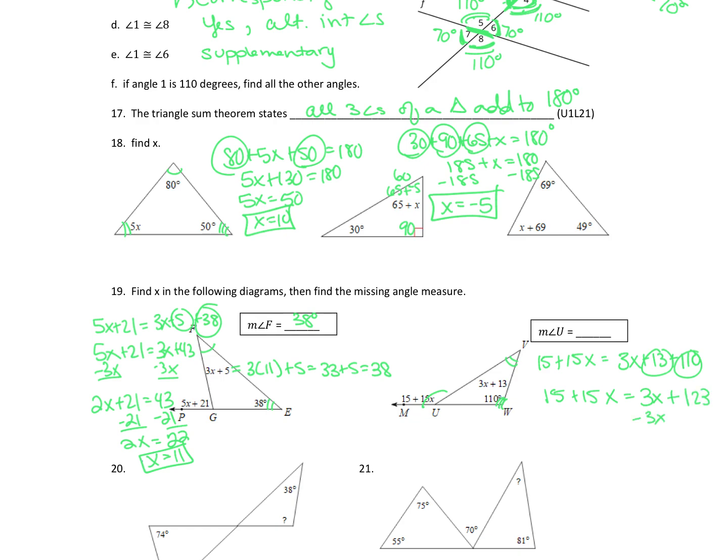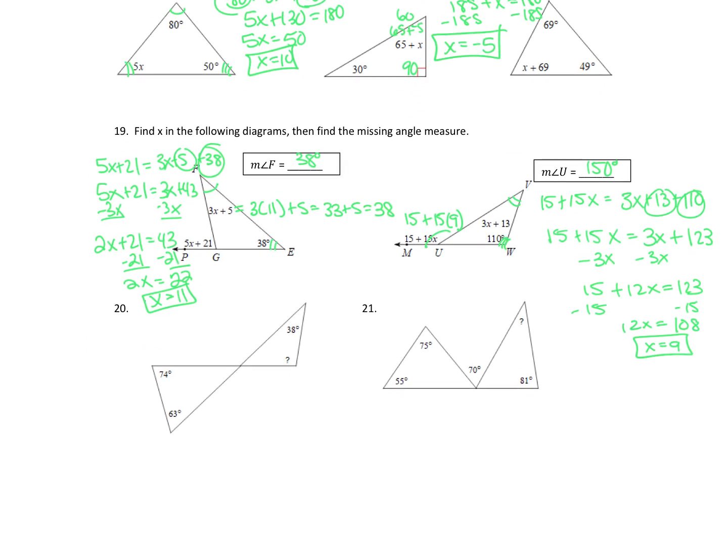I'm going to subtract my smallest x from both sides. I get 15 plus 12x equals 123. Let's subtract 15 from both sides. I get 12x equals 108. And let's divide both sides by 12, and I get that x equals 9. And they want to know the measure of angle U. So let's plug that in, 15 plus 15 times 9, and it looks like that's going to give me 150 degrees. So let's look at the last two.